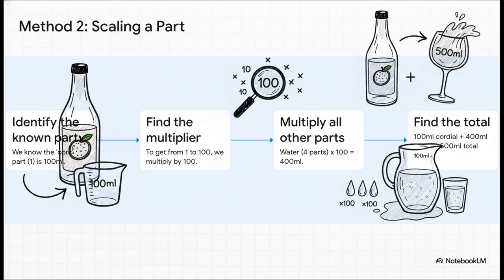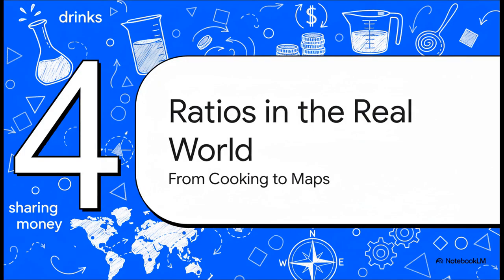And now, for the final answer, 100 milliliters of cordial plus 400 milliliters of water gives us a grand total of 500 milliliters of the perfect drink. Simple as that. So, now that you've got these 2 core techniques in your toolkit, I'm telling you, you are going to start seeing them everywhere. This isn't just about drinks or money. Ratios are powering our world in some pretty surprising ways.